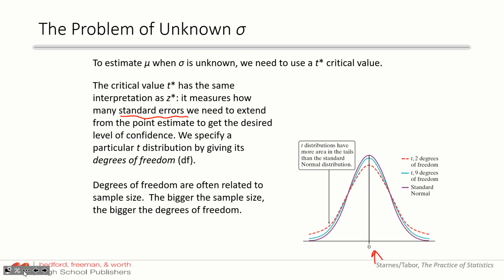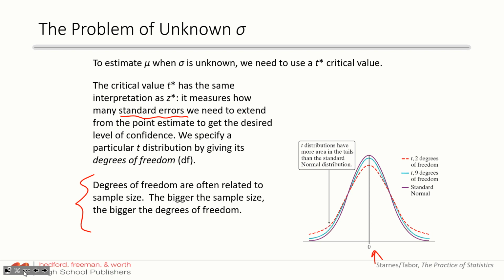Here's the other thing about T distributions. There's actually not just one T distribution, there are lots. We specify a particular T distribution by giving its degrees of freedom. And degrees of freedom, we've talked about that concept before. Typically, degrees of freedom are related to sample size. Remember, n minus 1. The bigger the sample size, the bigger the degrees of freedom. But we're going to see eventually that sometimes degrees of freedom are related to other things. But in a nutshell, what you need to know is the bigger the sample, the bigger the degrees of freedom.